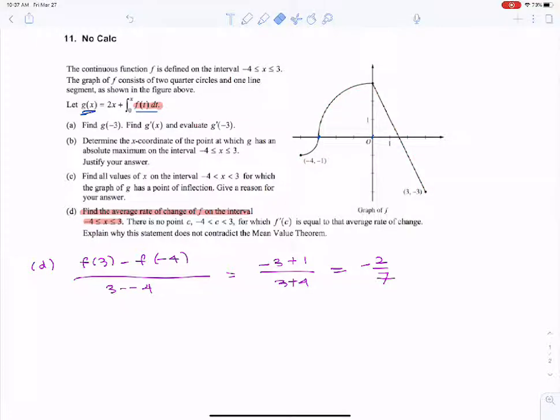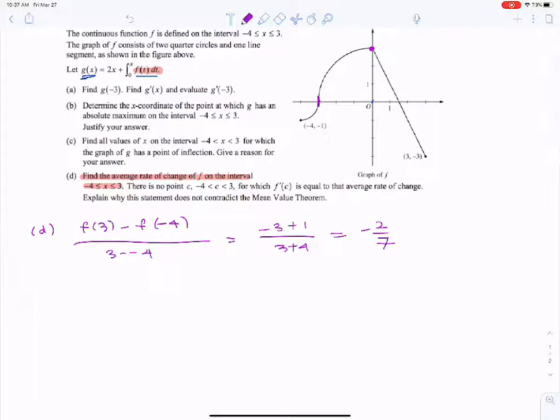But there are places where it's not differentiable, right? How do I know? Well, there's a vertical right here. It goes vertical for just a split second. And also, it's not differentiable right there. Also, there's a corner right there. So it's not differentiable there. So mean value theorem does not apply. Why? Because it's not differentiable at x equals -3 and x equals 0.